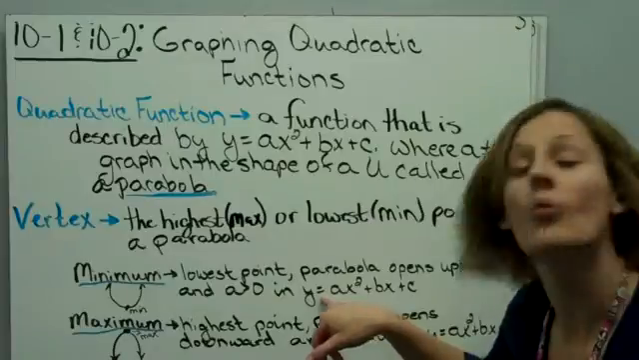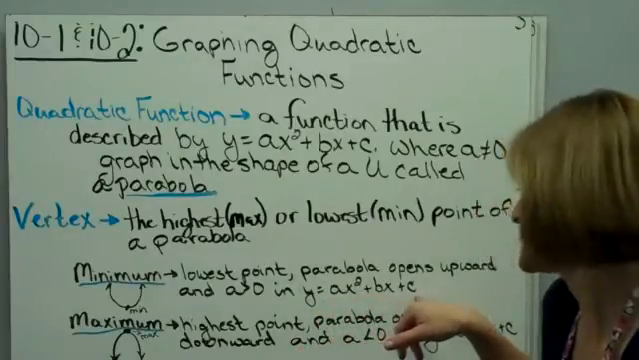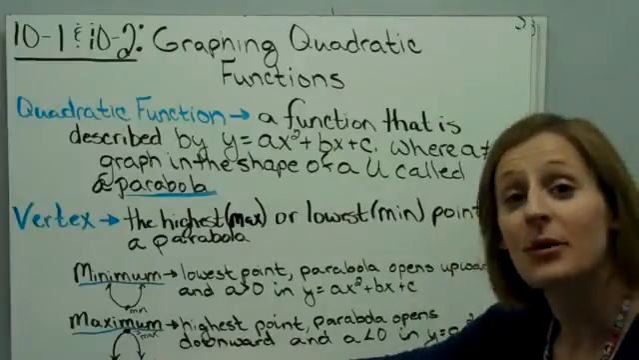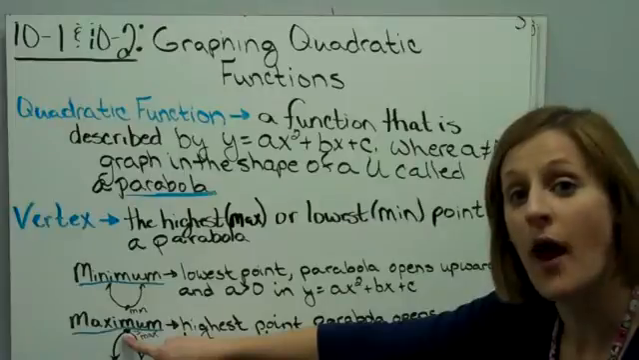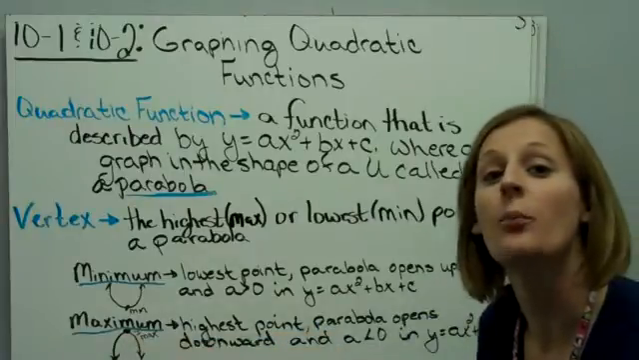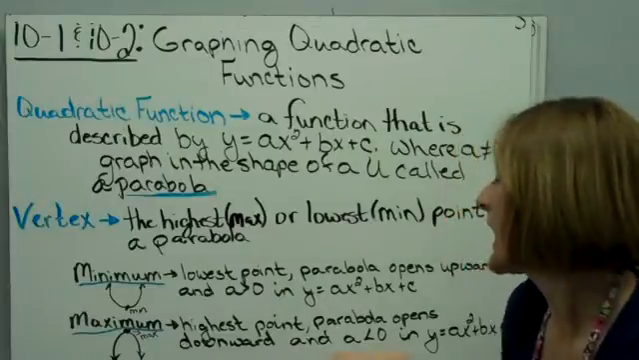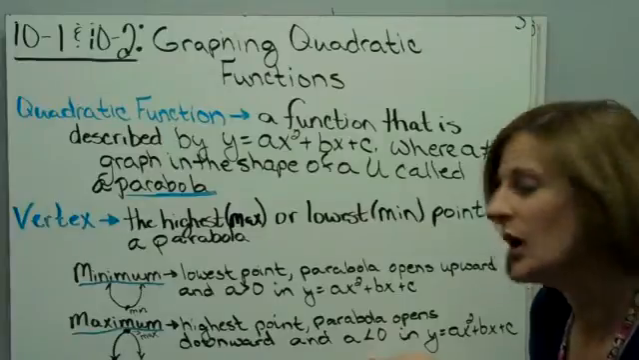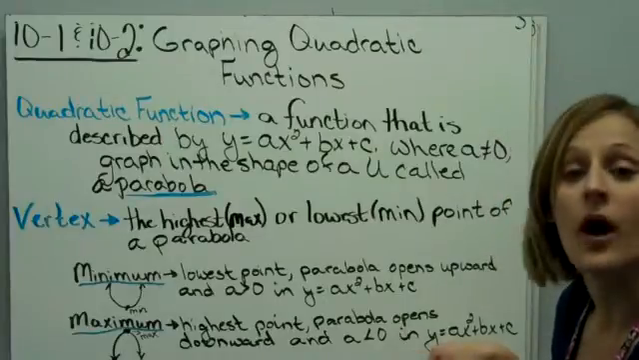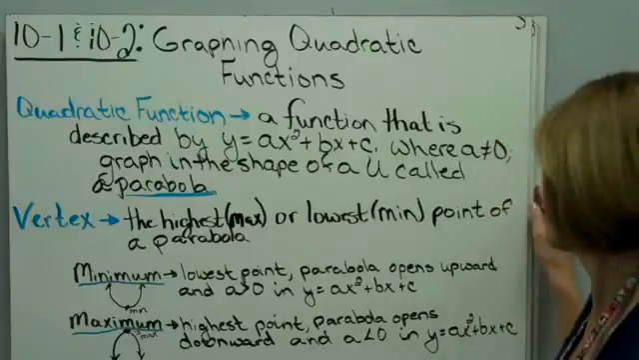And that's when it's in the form y equals ax squared plus bx plus c. Now your maximum point is going to be right up here. This is the highest point on the parabola, and this is when it opens downward, meaning it's an upside down U. And at this point, your a is going to be less than 0, when it's in the form y equals ax squared plus bx plus c.